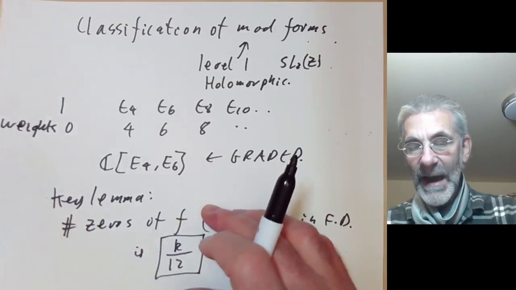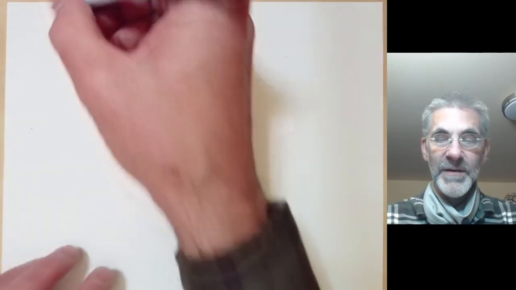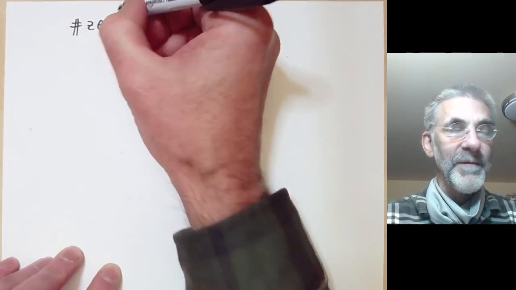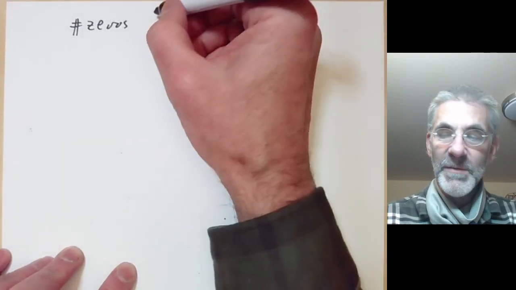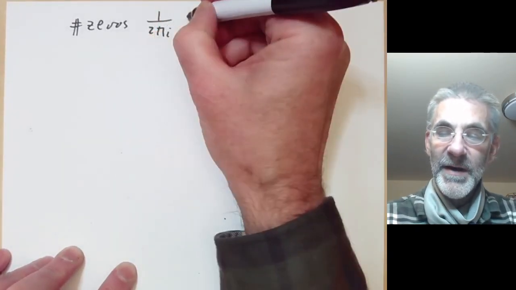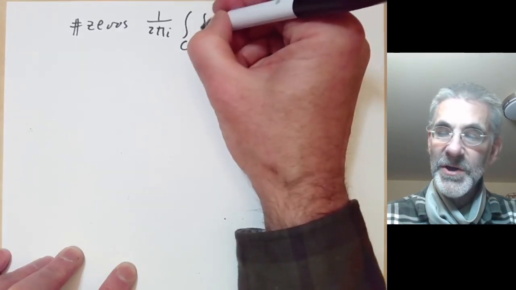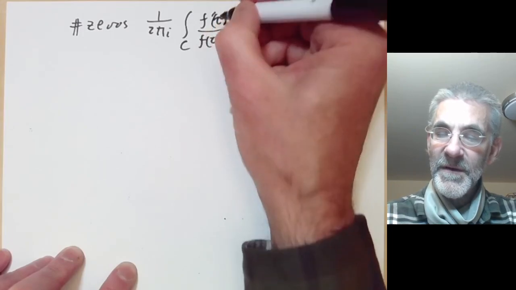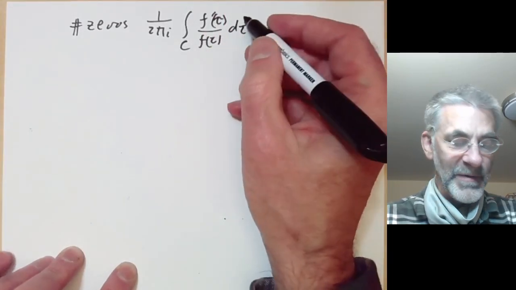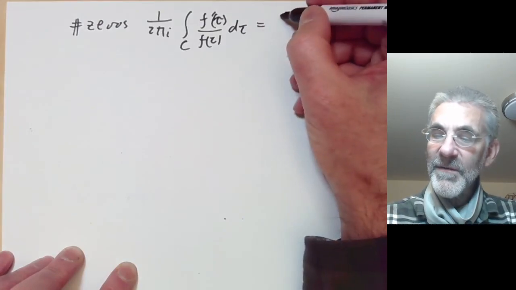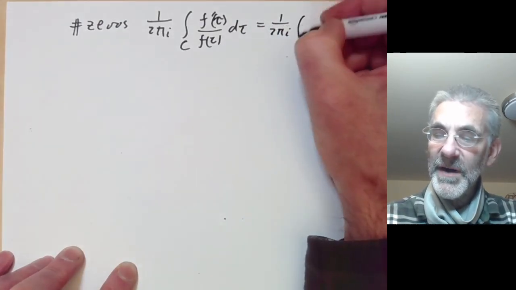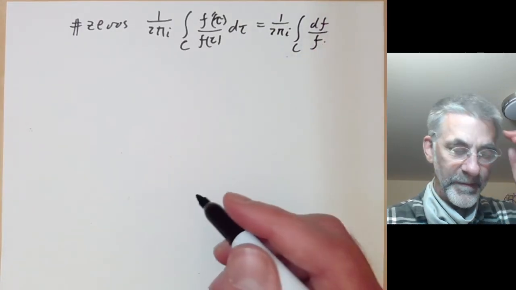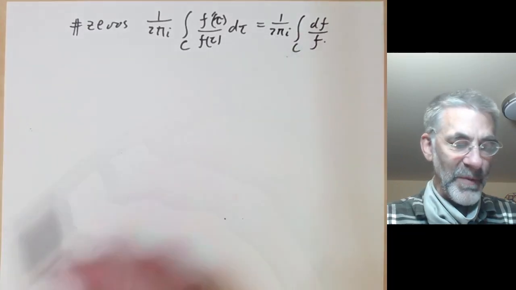So in order to count the number of zeros in a fundamental domain, we recall there's a nice formula for the number of zeros of any holomorphic function in any reasonable region. You just take 1 over 2 pi i times the integral around the boundary of the region of its logarithmic derivative, which is the derivative of f divided by f, with respect to tau. And there's a neat way of writing that. We can write this as 1 over 2 pi i times the integral over C of df divided by f, which saves having to remember what tau is.